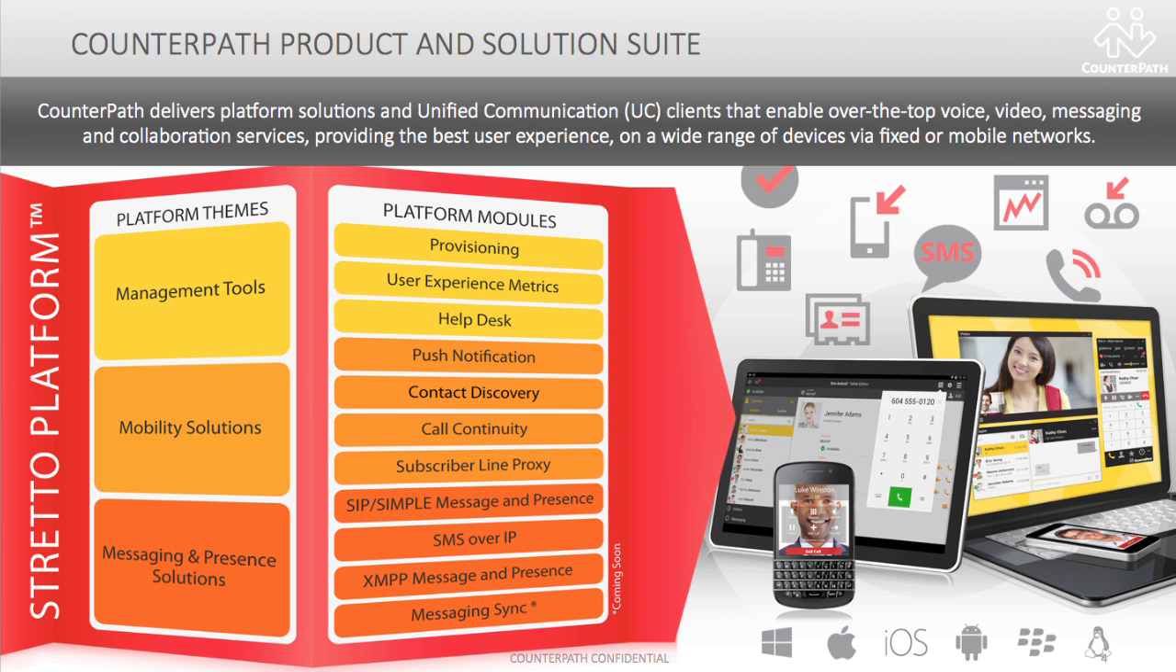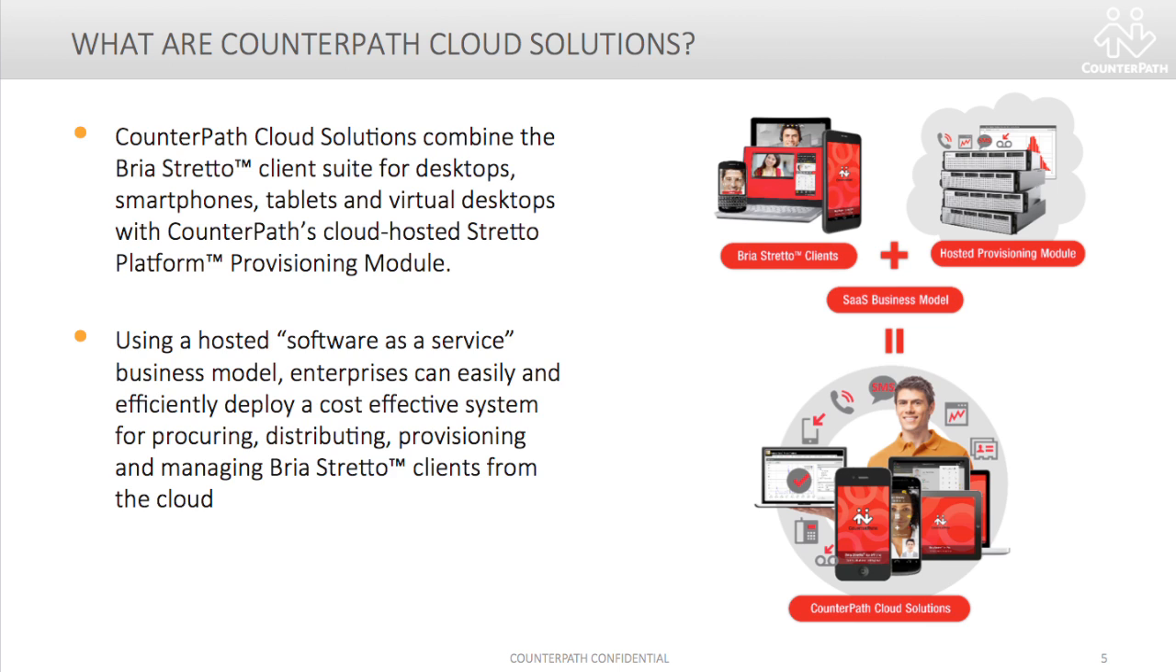The second set is around mobility. So we've got a push notification solution, contact discovery, and a call continuity solution as well. And then we've got a set of messaging products as well. So a SIP SIMPLE server, an XMPP server, a way to do SMS over SIP. And of course all these server products work with our clients. Okay, so that's it for the overview. If you do have questions, let us know. I'm guessing more people are interested in what we're going to talk about going forward.